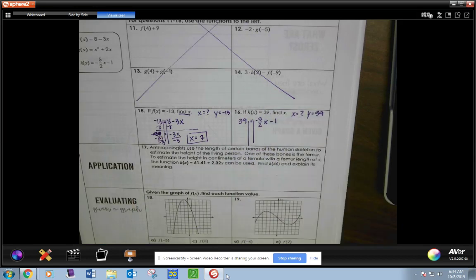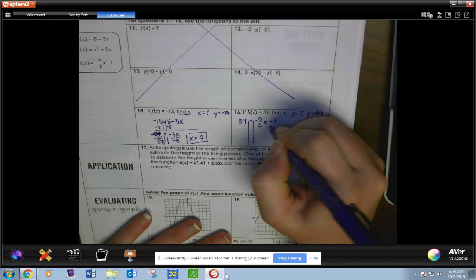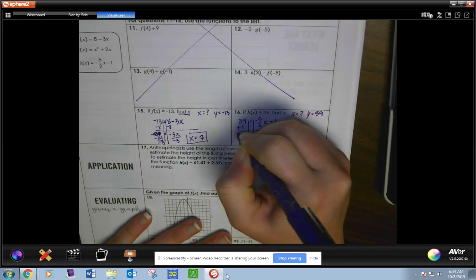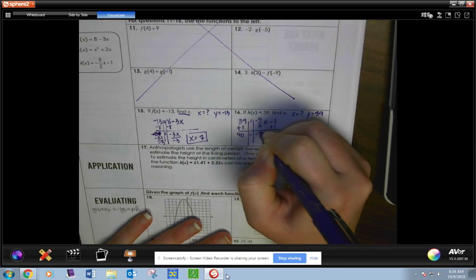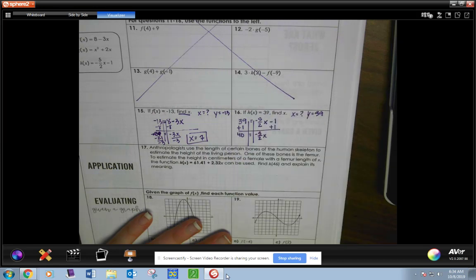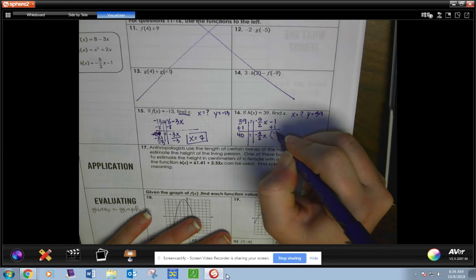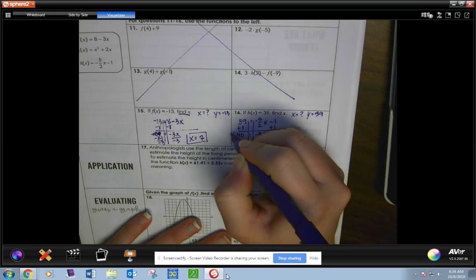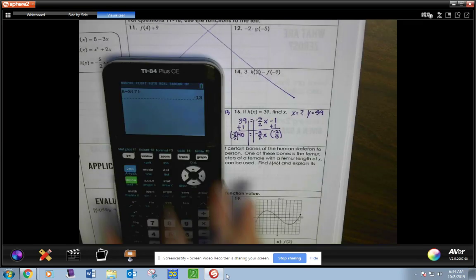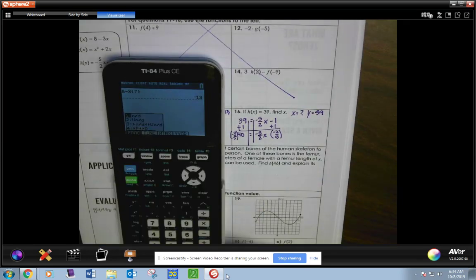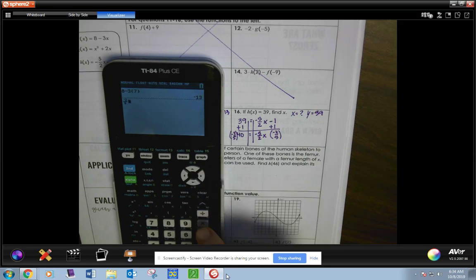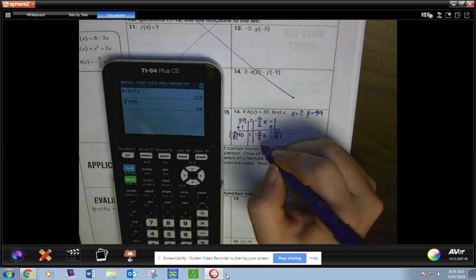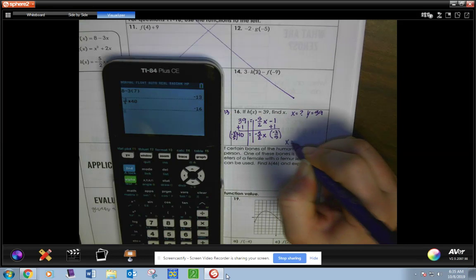Now this is just a 2-step problem to solve. First thing you're going to do is get rid of that constant by adding 1. And that gives me 40 equals negative 5 over 2x. To get rid of that fraction, remember we multiply by its reciprocal, so negative 2 over 5 on both sides. So if you need to grab your calculator, you can do negative 2 over 5 times 40, and that's going to give me x equals negative 16.